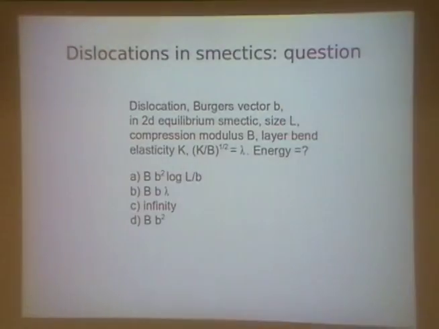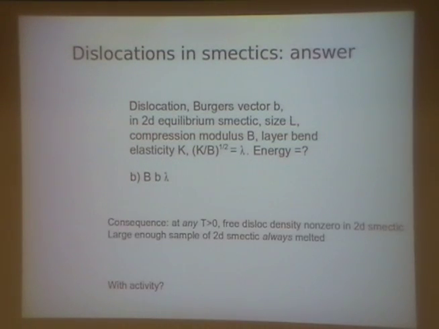This is my last couple of slides. The answer is B. It turns out that, in the elasticity, there are two interesting things. One is that it's finite, and second, it's actually linear in the Burgers vector, which is a weird fact. As a result, a large enough sample of 2D smectic at thermal equilibrium is always melted.